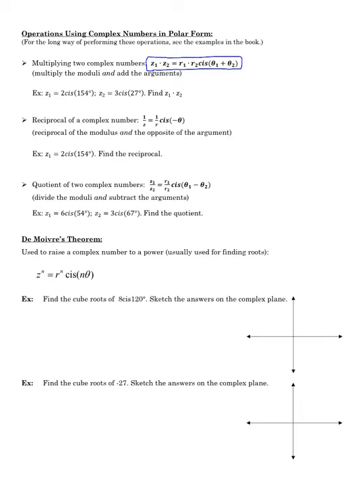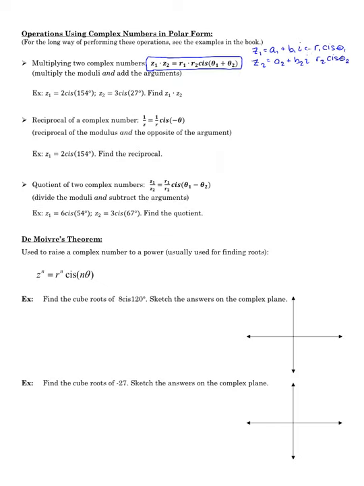If I am multiplying two complex numbers, like we did before, but we're going to multiply them in polar form, this is what you would do. So I have two numbers, z1 and z2. Remember, z1 is going to be a1 plus b1i, and z2 is a2 plus b2i. But if I put that into polar form, you're going to have r1 cis theta 1 and r2 cis theta 2.